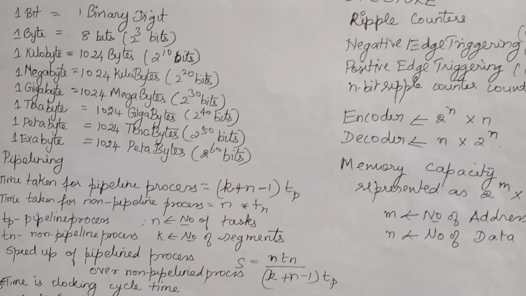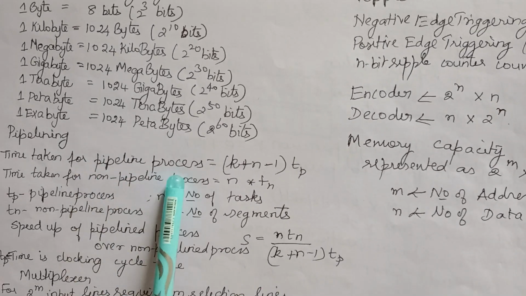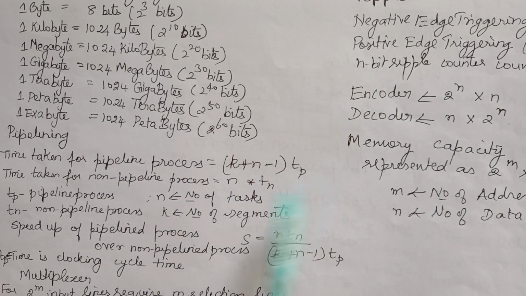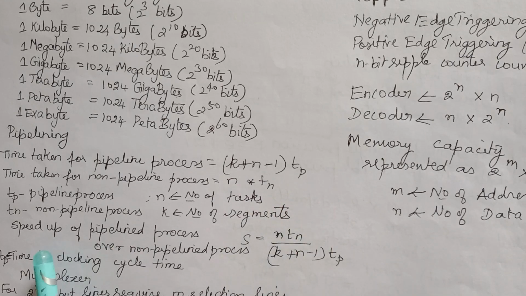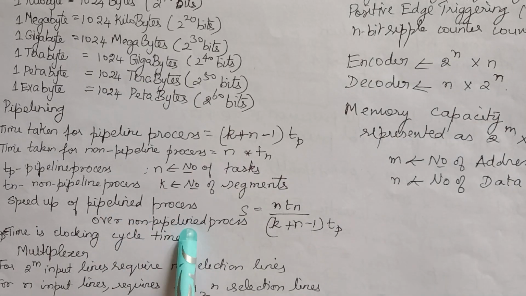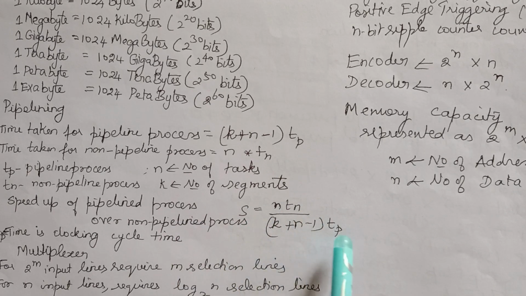Okay. Next, pipelining. So what is the formula for pipelining? For a pipeline process, the time taken is (k plus n minus 1) into Tp, and the time taken for a non-pipeline process is n into Tn. So the speedup of the pipeline process over the non-pipeline process is S equal to n Tn divided by (k plus n minus 1) into Tp.